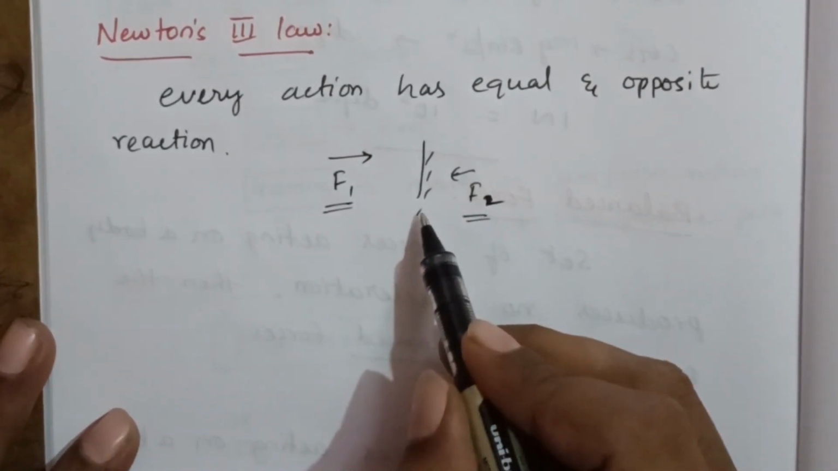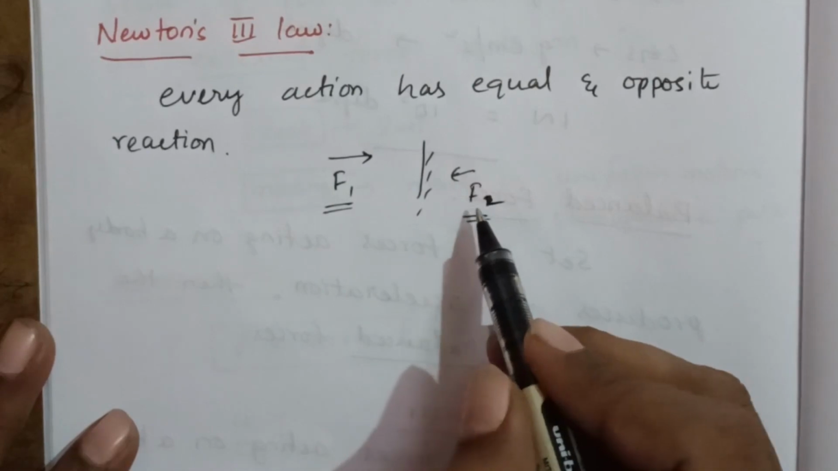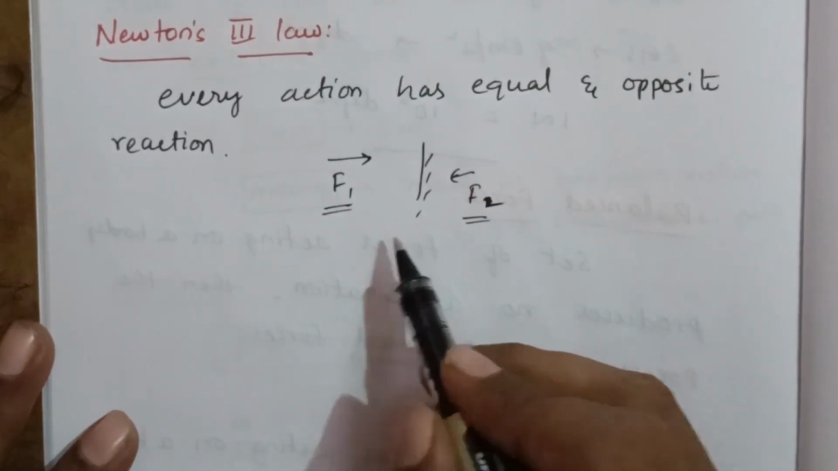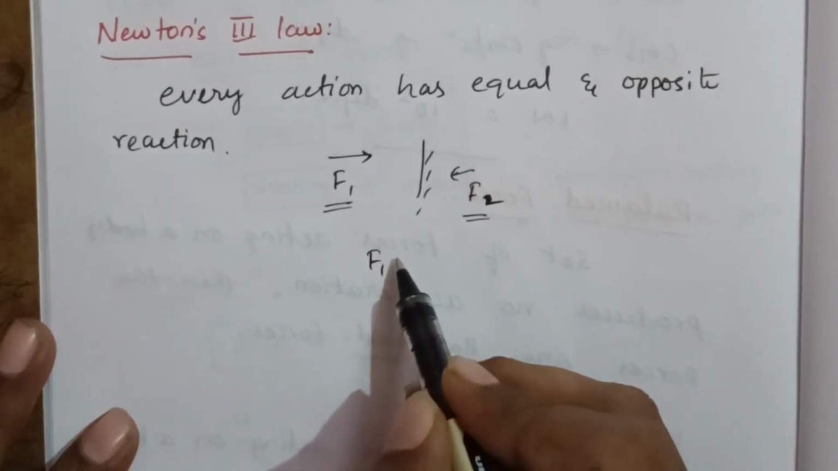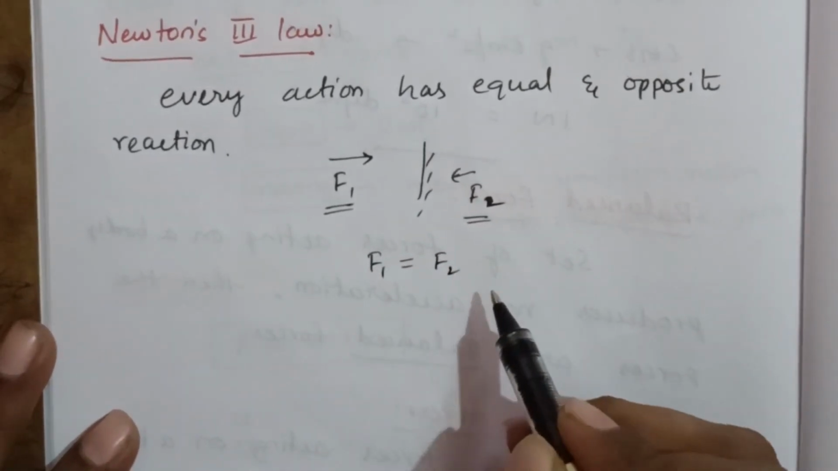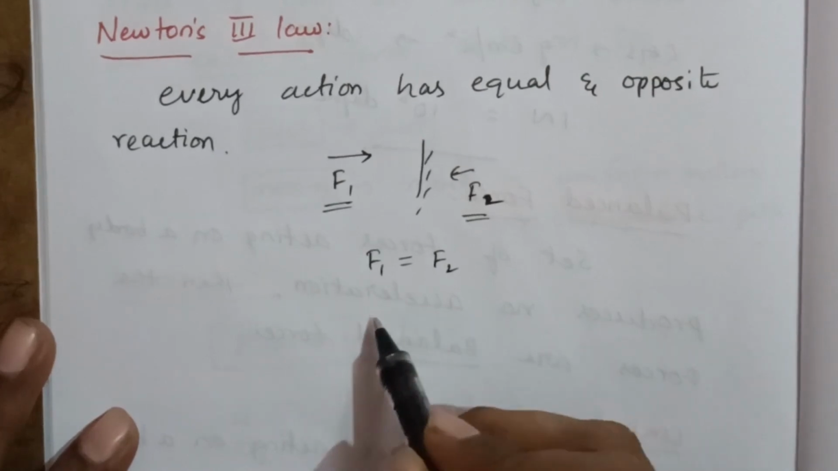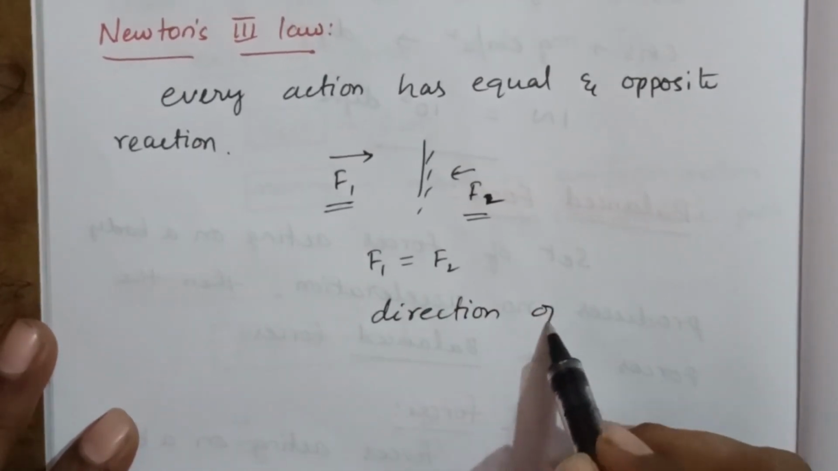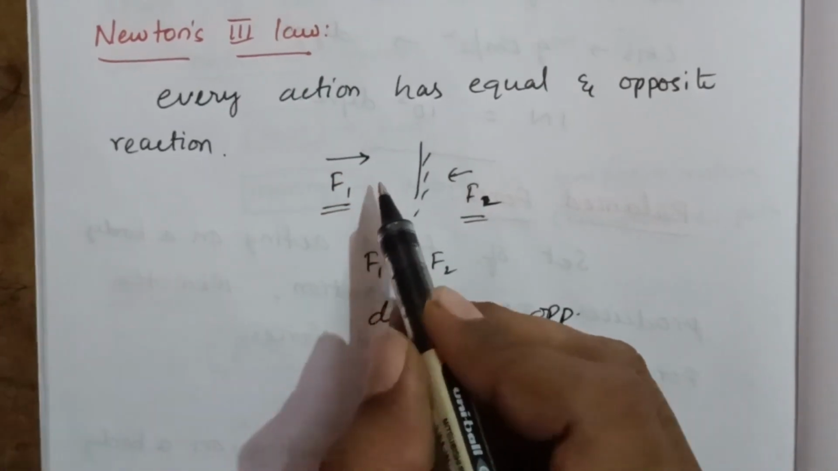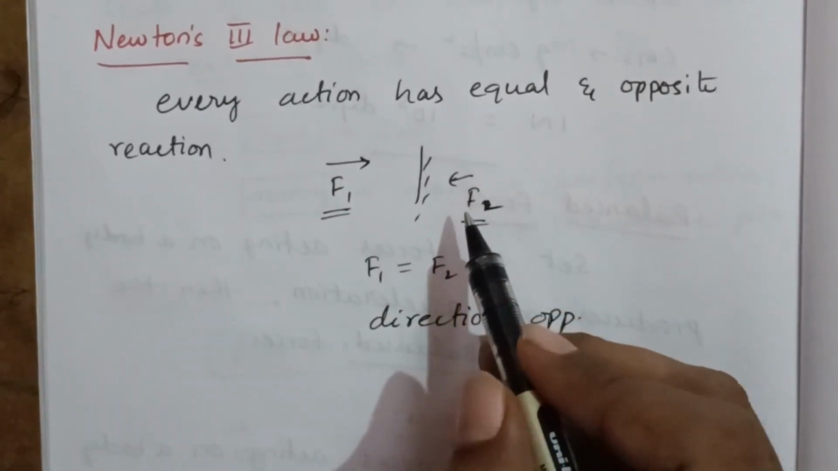We are hitting the wall. At the same time, we are also getting hurt. Means the wall is also hitting with the opposite force. F1 and F2 magnitudes are equal, but the direction is opposite. When we apply force in this direction, the wall applies force in the opposite direction.